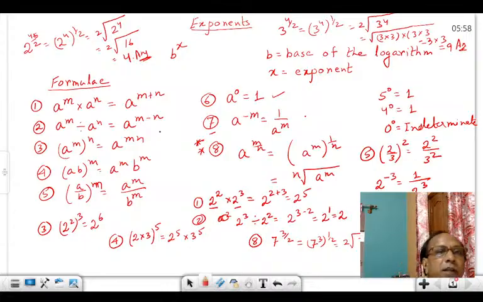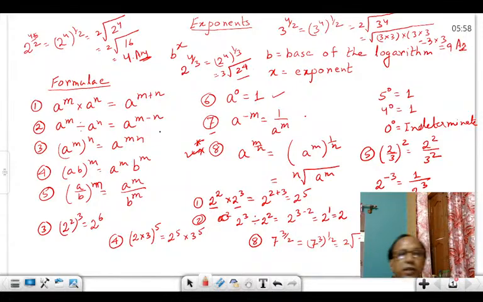Suppose I am writing one number. Suppose I am writing 2 to the power 4 by 3. Then you have to write it in this way, that is 2 to the power 4 to the power 1/3. Now what is the meaning of 1/3? 1/3 means cube root of 2 to the power 4, that is the answer, right? In this way you can apply this formula, and it is one of the important formulas in exponents, right?